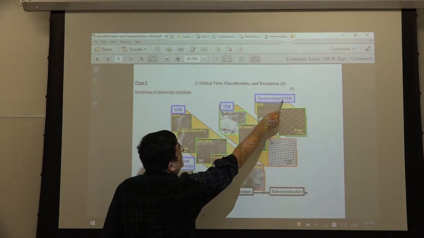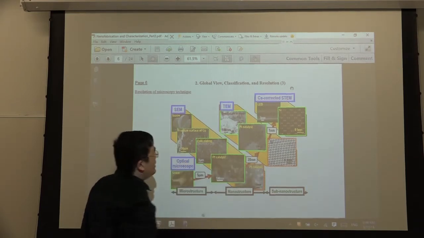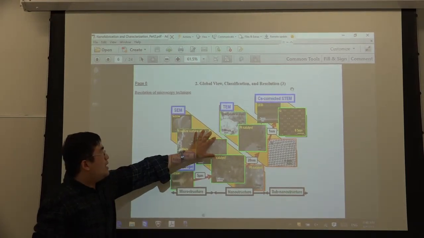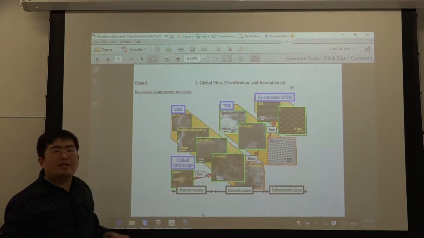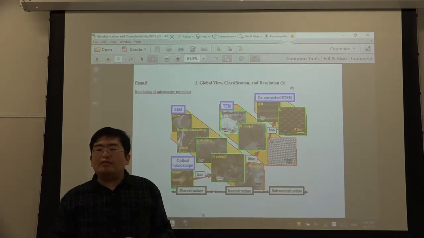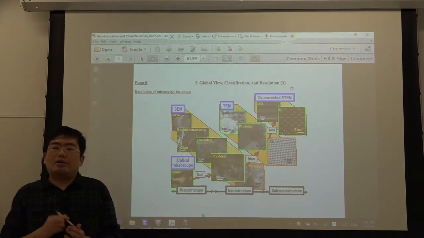This is called scanning transmission electron microscopy. You can see that with electron microscopy, the resolution is better than optical microscopy, because of the diffraction limit. This is the main problem for optical microscopy: the diffraction limit.